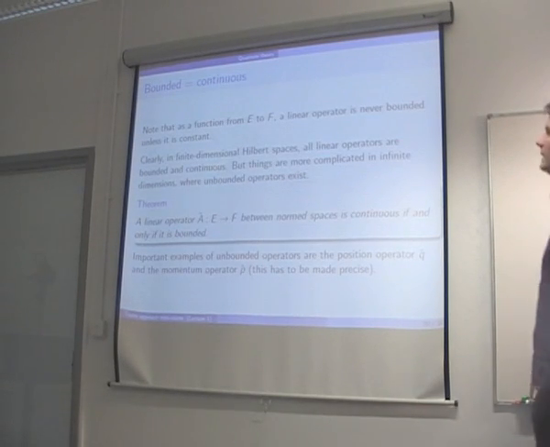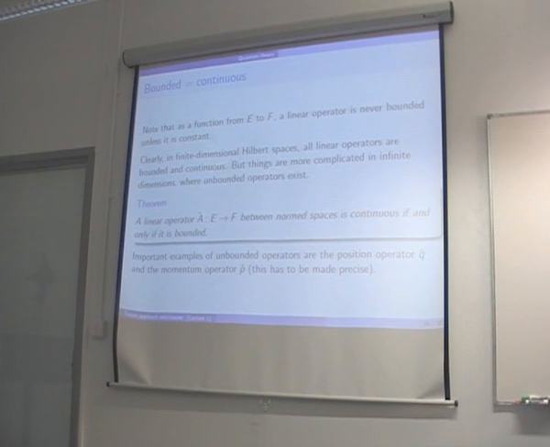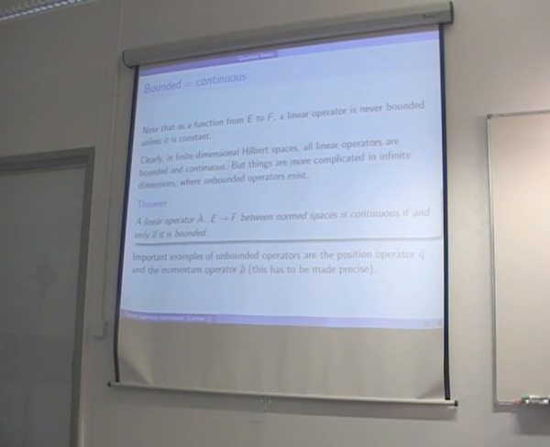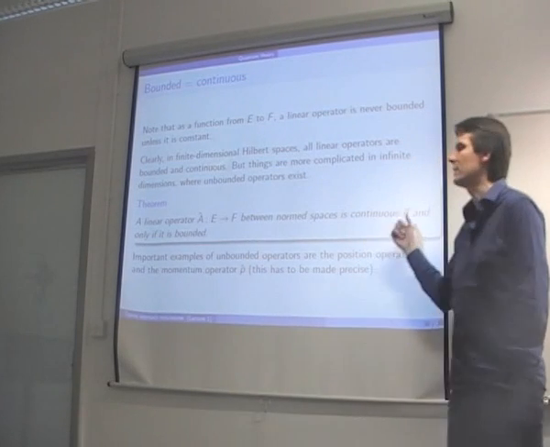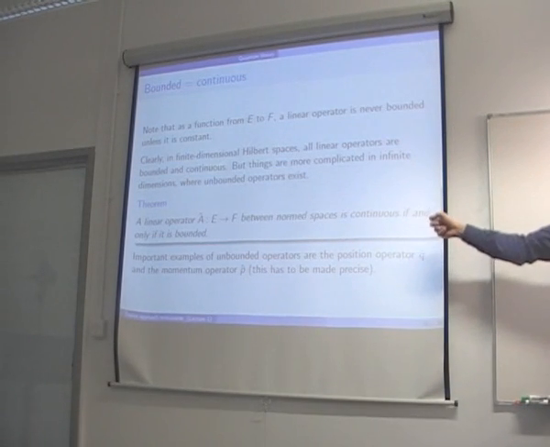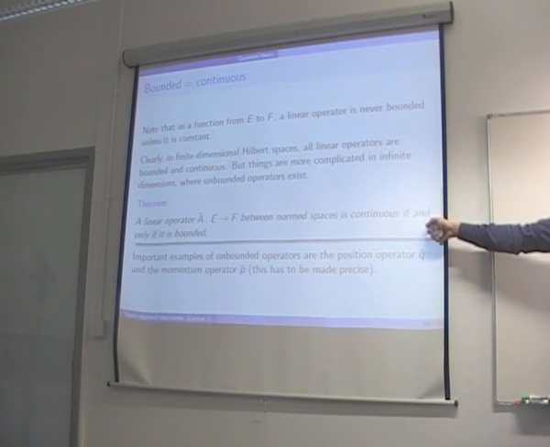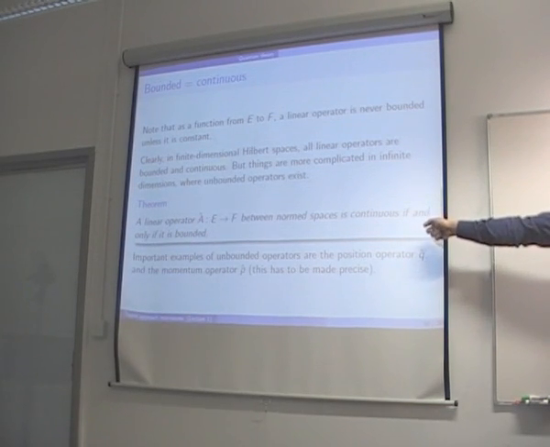Okay. Clearly, in finite dimensional Hilbert spaces, if you think about it for a second, you'll see that all linear operators are bounded and continuous. So that's nice and easy. But things get more complicated once you go to infinite dimensions. There you can have unbounded operators, and then you wonder how these notions of bounded and continuous relate to each other. As a theorem, this actually needs a proof, which I will not give because it would take us too much time. But we can prove that a linear operator between normed spaces is continuous if and only if it is bounded.